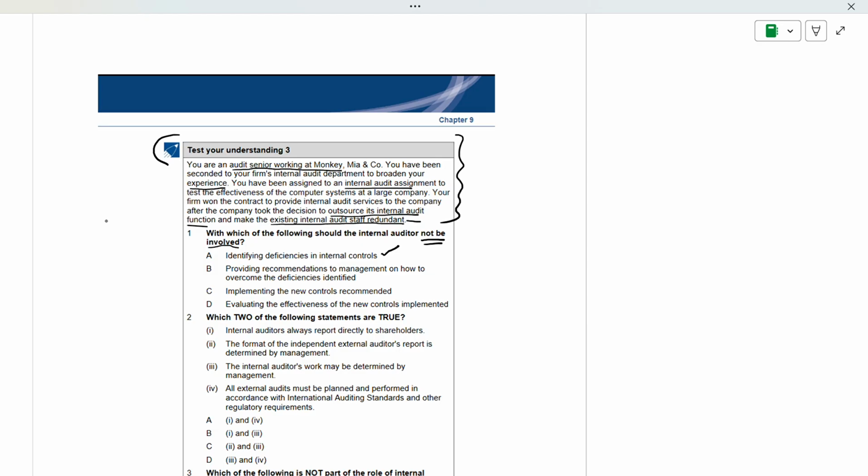Provide recommendations to management on how to overcome the deficiencies identified. Implement the new controls recommended. No. Necessary review. Evaluating the effectiveness of the control environment. Yes.